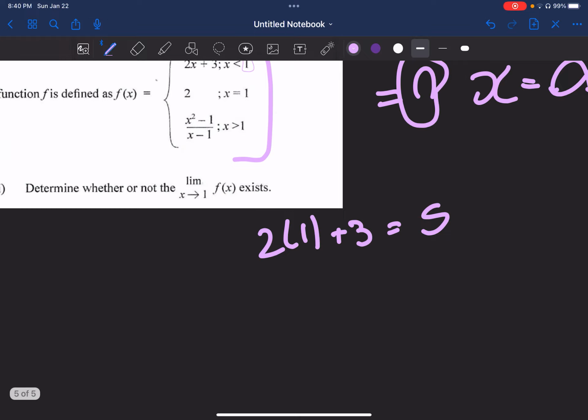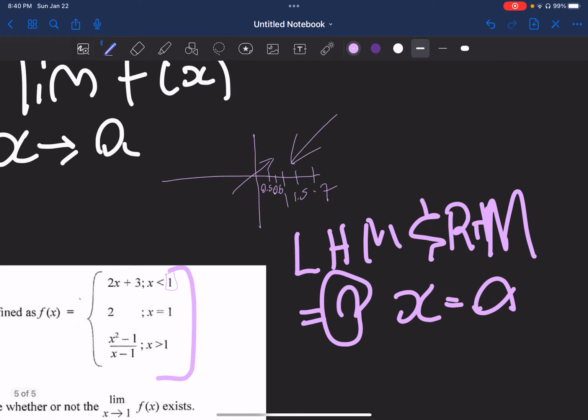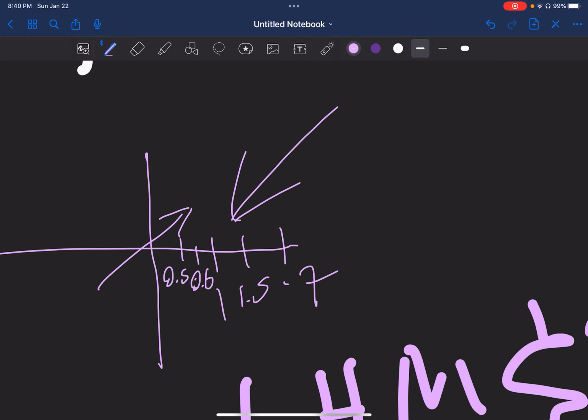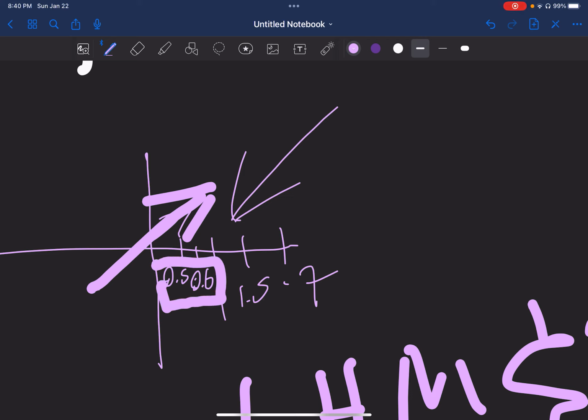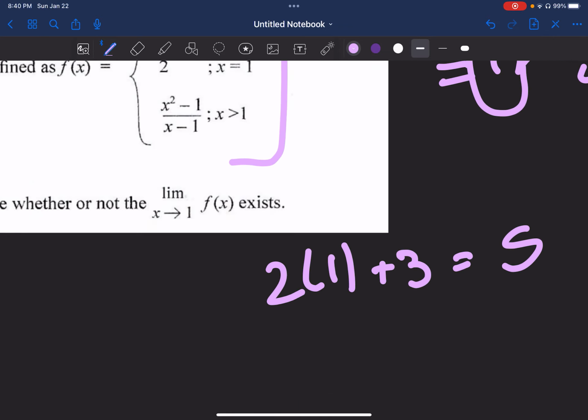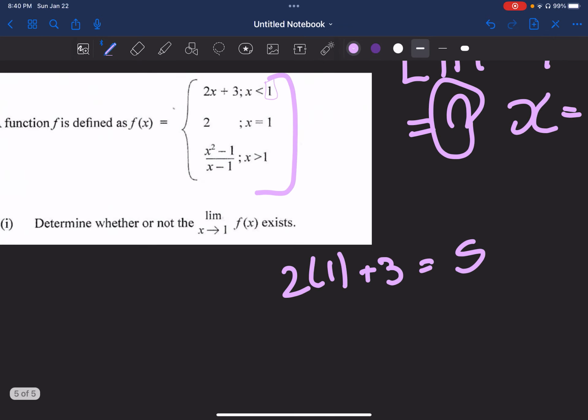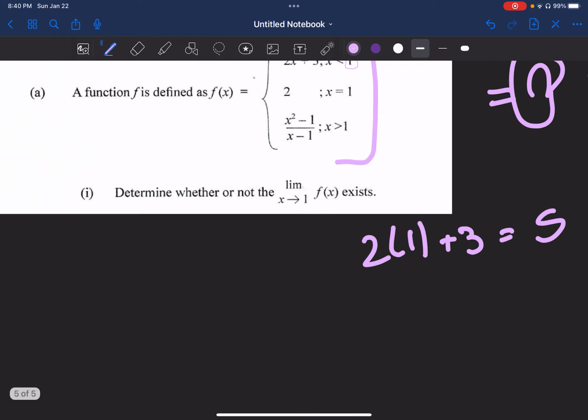And when it's coming from the right-hand side, x would be greater than 1, right? Because as I showed here, if it's coming from the left-hand side, it has to pass 0.5, 0.6, 0.7, because these x values right here are less than 1. And when it's coming from the right-hand side, it's 1.5, and so on. Everything is greater than 1. So since we want it to be greater than 1, we'll use the bottom one, this one right here, because it has to be greater than 1.